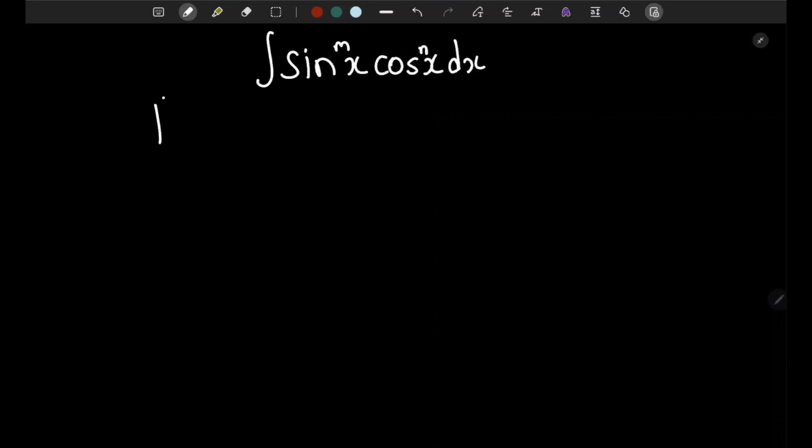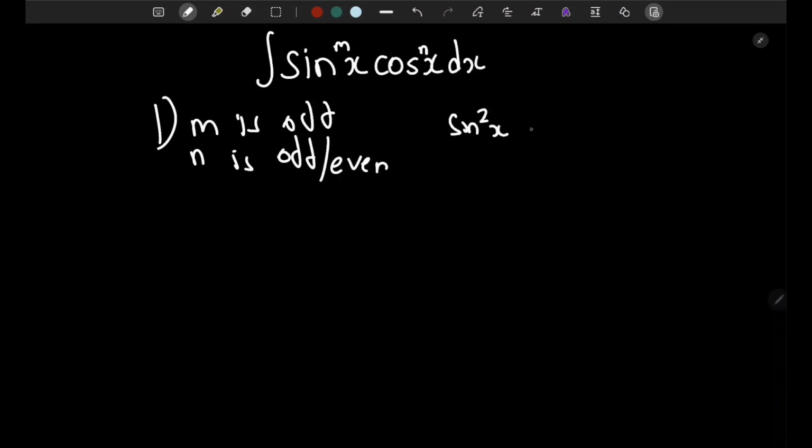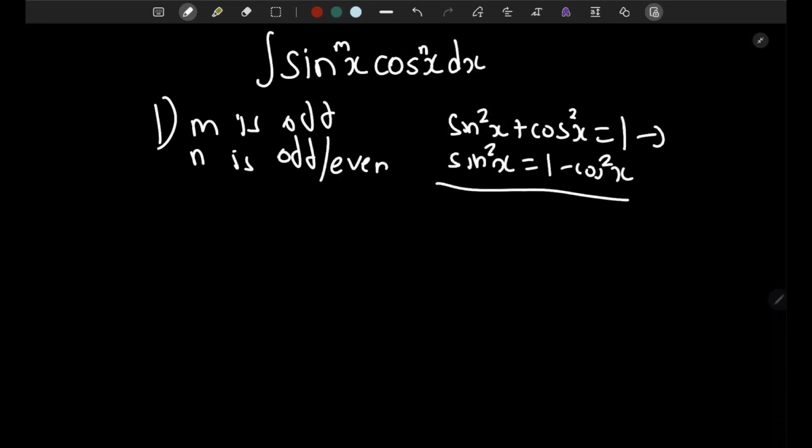The first case is that m, the power of sine, is odd, and n, the power of cosine, could be odd or even. For that it doesn't matter. Here we will use the Pythagorean theorem, which is that sine squared x plus cosine squared x is equal to 1, and specifically we will rearrange the equation to sine squared x is equal to 1 minus cosine squared x, and this is the formula that we'll be using for this case.